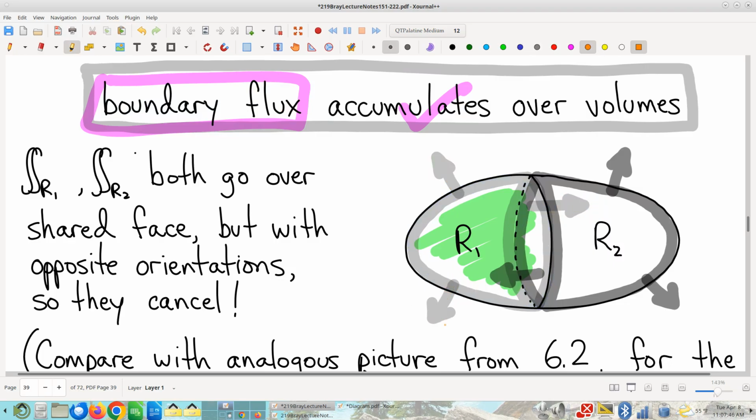Looking at this green region, the boundary flux would be like this on that left region R1. Is everybody cool? That's the boundary of the left region, and those are the outward orientations on those boundary pieces of that left region. Now let's look at the same thing on the right half.